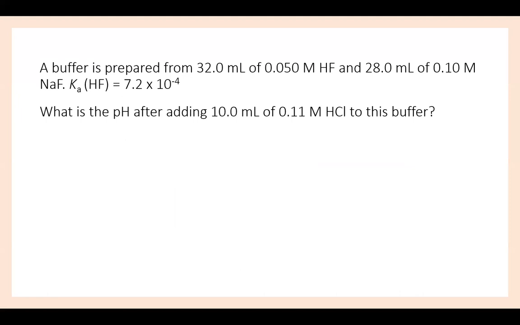Let's use that same buffer and now find the pH after adding 10 milliliters of 0.11 molar HCl. The reaction that is occurring is that the acid, as hydronium, will react with the conjugate base, fluoride. We need to look at how many millimoles we have of each before it reacts, and then how much is left after it reacts.